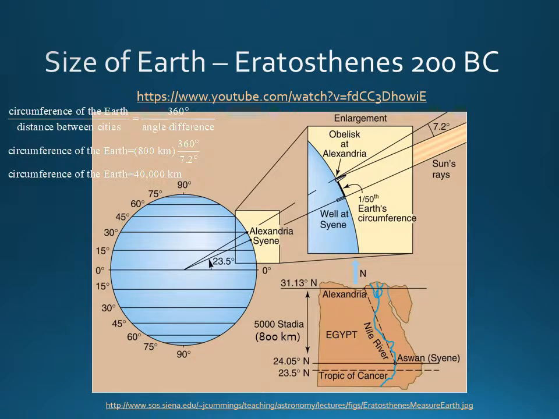He correctly assumed the sun's distance to be very great. Its rays therefore are practically parallel when they reach Earth. Given an estimate of the distance between the two cities, he was able to calculate the circumference of Earth, obtaining in modern units 40,000 kilometers, very close to the accepted value of 40,075 kilometers.